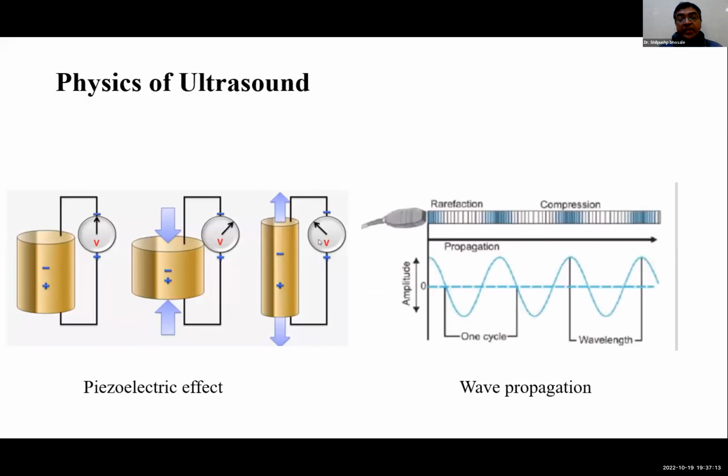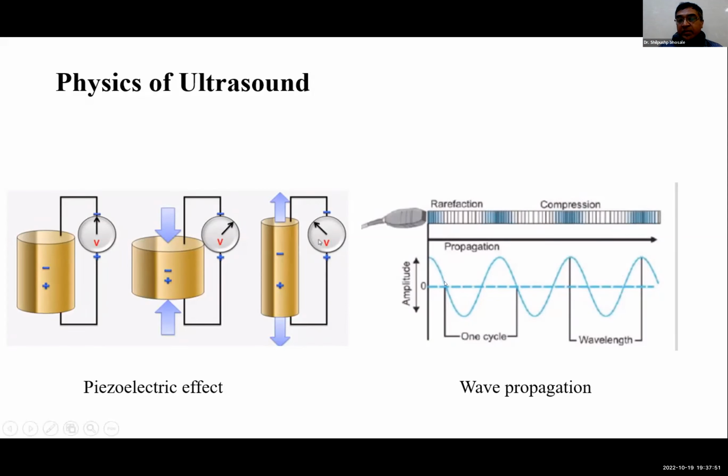When you look at the basics of ultrasound, human hearing capacity is anywhere between 20 to 20,000 hertz. When you say ultrasound, it is like 2 to 15 megahertz. So it's a very high frequency, which is not audible to normal hearing. And how is ultrasound produced? Here you have a piezoelectric crystal. Piezo means something that changes shape. So when a current is applied, the piezoelectric crystal changes its shape and it emits sound, and the sound is propagated as a wave.